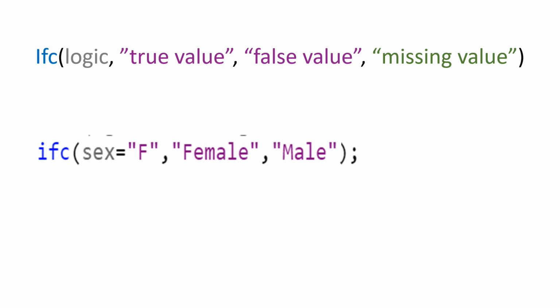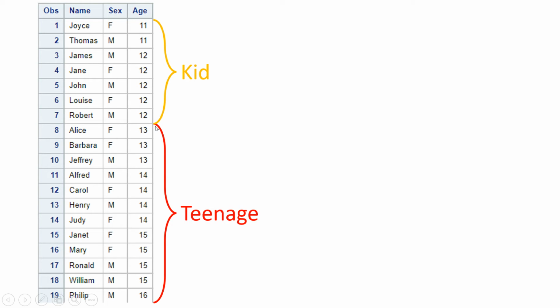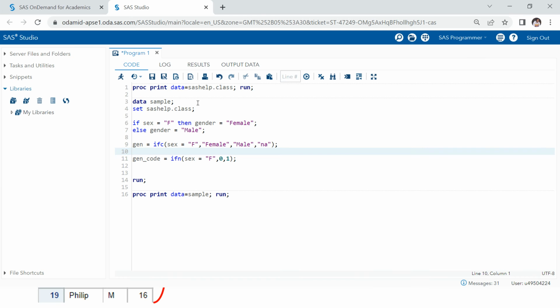Now let's consider another situation. Here we have the same data set. Now we want to create two segments based on the age. The first segment is wherever the age is between 11 to 12, we want to say kid, and wherever the age is between 13 to 16, we want to say teenage. In short, we want to say if the age is greater than 13, then say teenage. If the age is less than 13, just segment that as kid. Let's try to do that.